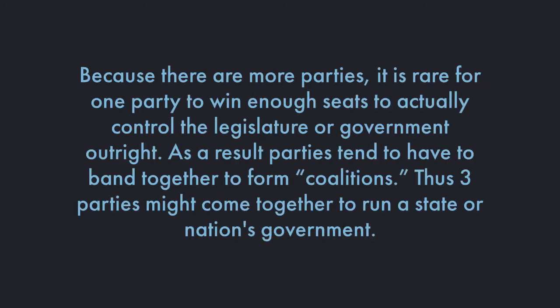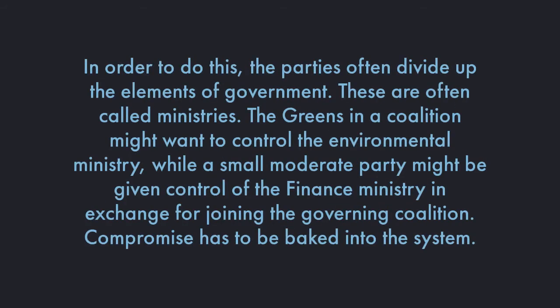Because there are more parties, it is rare for one party to win enough seats to actually control the legislature or government outright. As a result, parties tend to have to band together to form coalitions. Thus, 3 parties might come together to run a state or nation's government. In order to do this, the parties often divide up the elements of government. These are often called ministries.